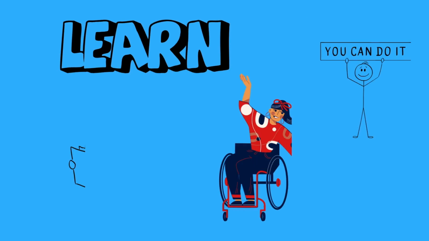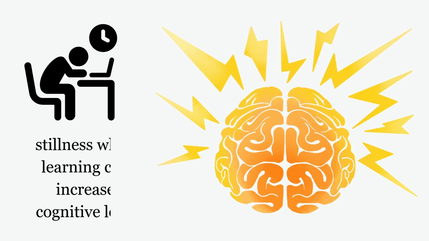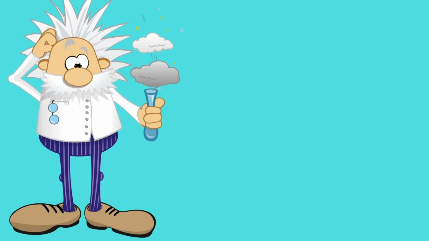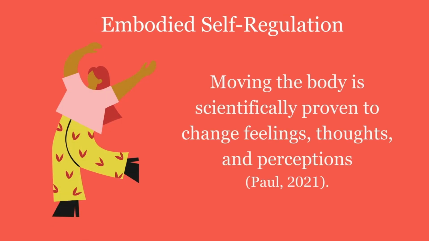3. Including movement with learning to create more pathways for learning to help increase the odds of it sticking. 4. Understanding that stillness pays a high cognitive load for learners. Research supports time and again that movement is essential for learning. 5. Changing feelings, thoughts, and perceptions through embodied self-regulation, which refers to the scientifically proven fact that moving the body changes feelings, thoughts, and perceptions.